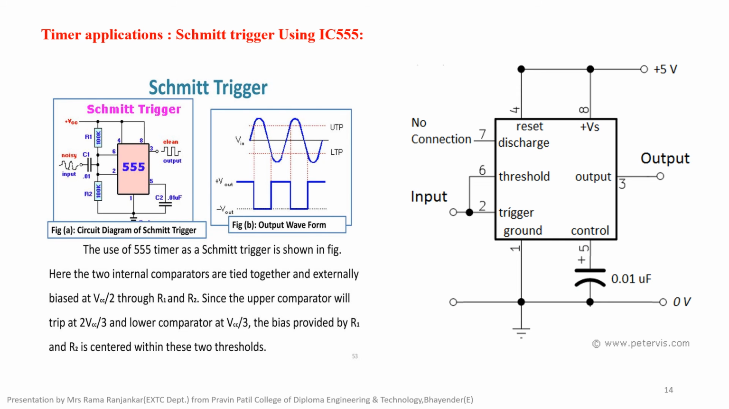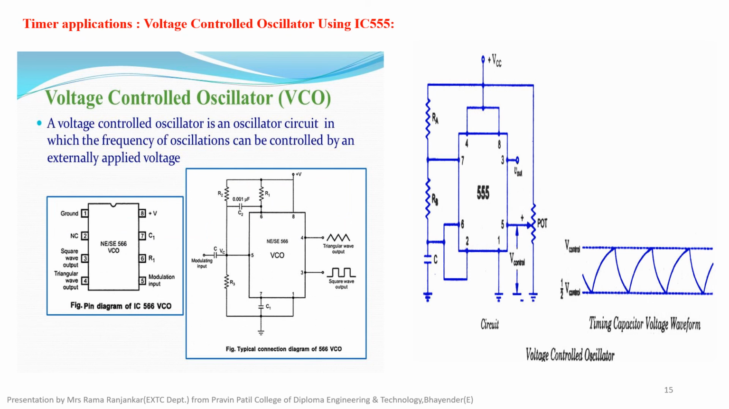Schmitt trigger is one of the applications of 555 IC. In the Schmitt trigger, the two internal comparators are tied together and externally biased at VCC by 2 through R1 and R2. Since the upper comparator will trip at 2/3 VCC and the lower comparator will trip at VCC/3, the bias provided by R1 and R2 is centered within these two thresholds.